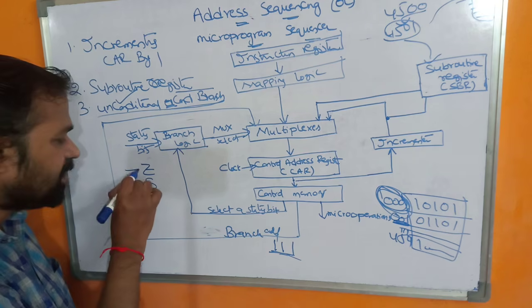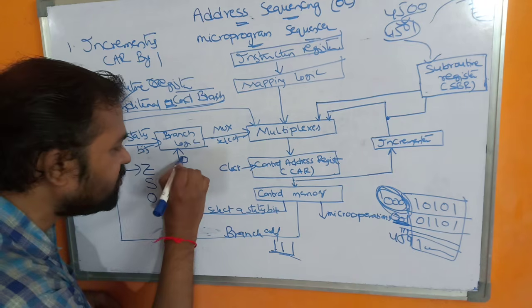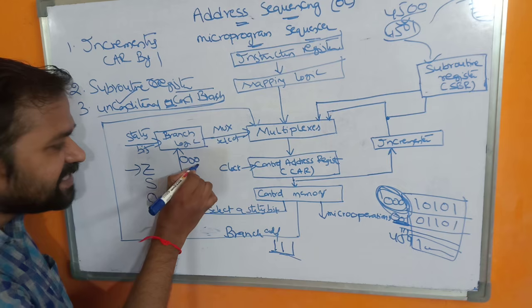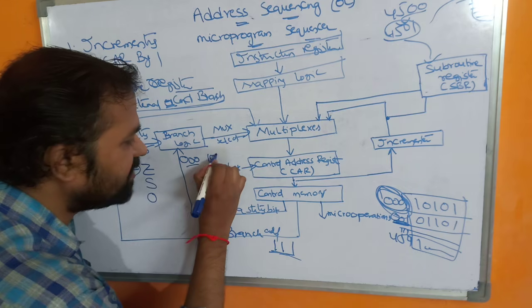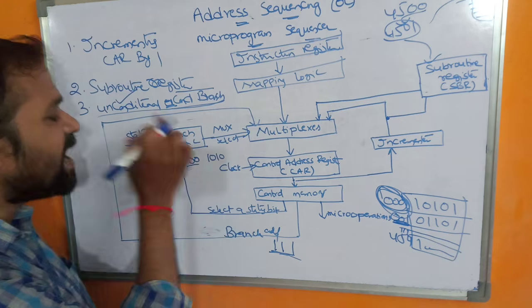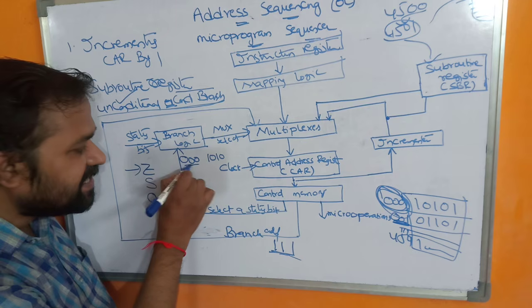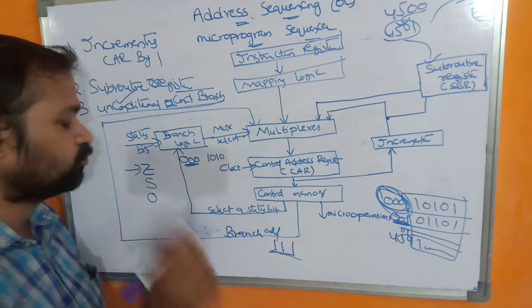Let us assume that now the flag is the zero flag. So we need to check whether the result is 0 or not. Here let the result be 0, whereas let the instruction address be something like this, 1010. So the branch logic will check whether the content is 0 or not. So here we have content as 0.